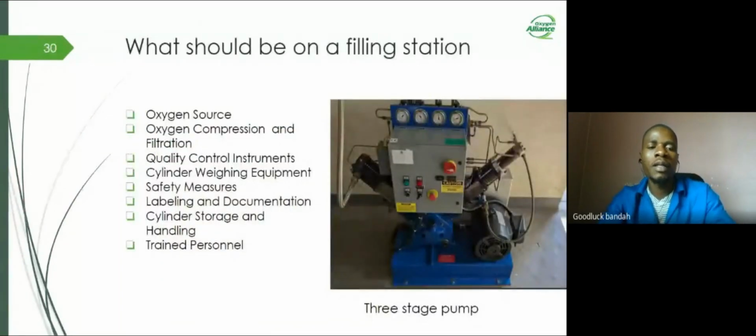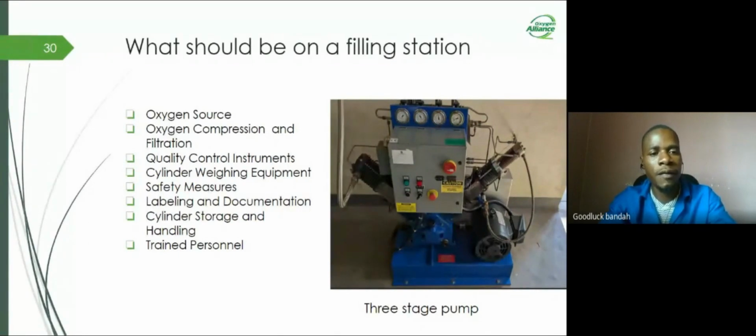Now, let's look at what a filling station should have. Firstly, a filling station should have an oxygen source. So it's obvious you can't fill oxygen if you don't have the source. So that is a must. Another thing that should be there is an oxygen compression and filtration system. So this one is there to increase the pressure. From the source, these compressors are used to compress the oxygen gas to high pressures. As you see in the picture, we have that 3-stage compressor. It's there just to increase the pressure so that we are able to fill our cylinders at higher pressures.